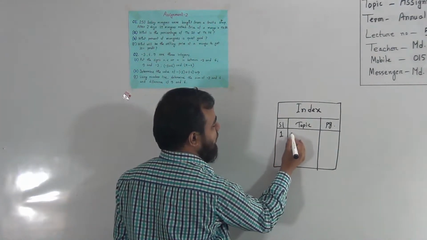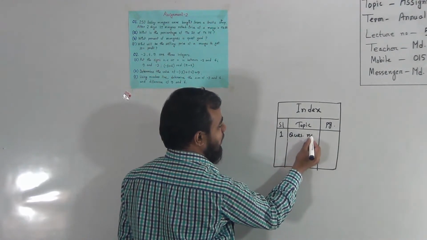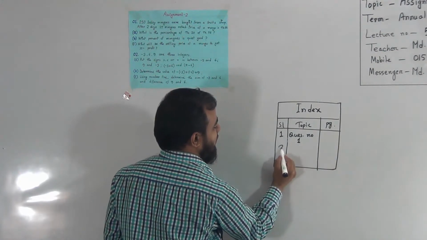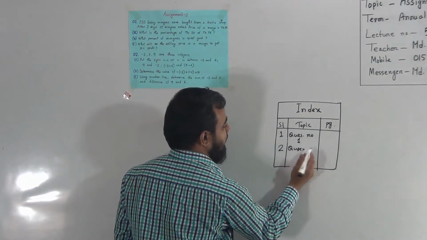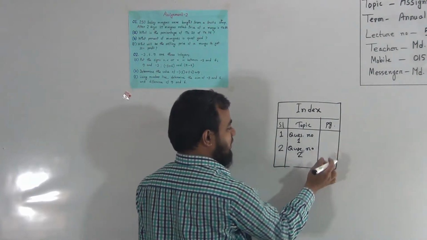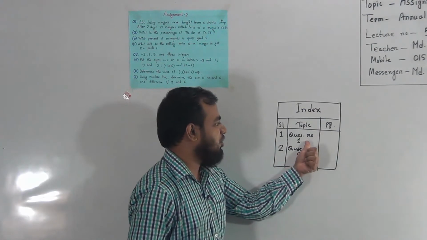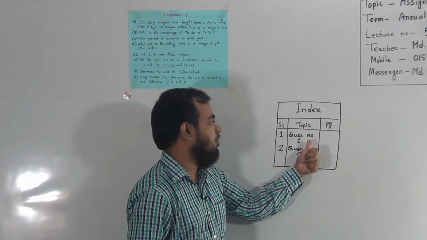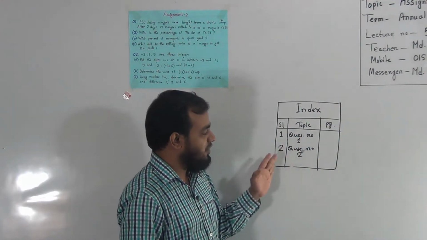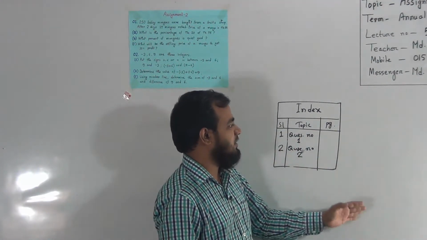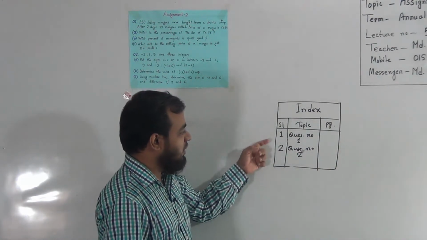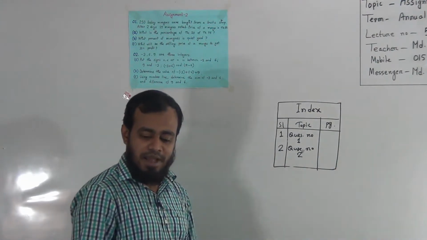Serial number 1 should be question number 1. How many pages we need, we will write down later. Serial number 2 is question number 2. Here there is no need to write the total question, only write question number 1, question number 2 and so on. After finishing your assignment totally, then you can write down the page numbers, how many pages you needed for question 1, question 2 and question 3 and so on. I think you have understood.